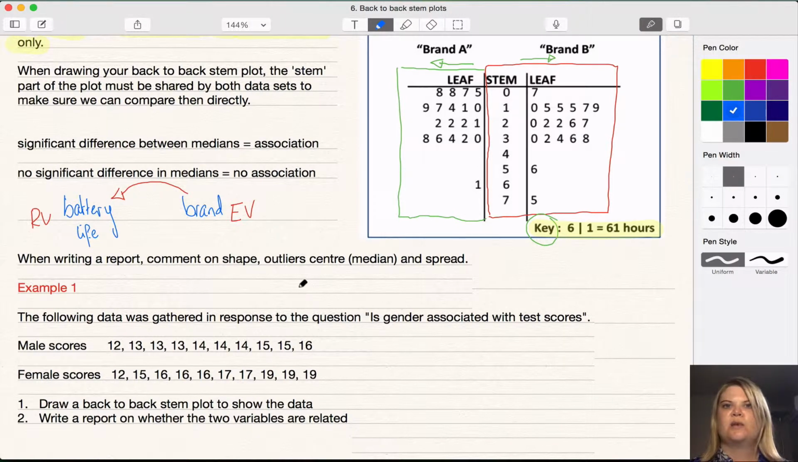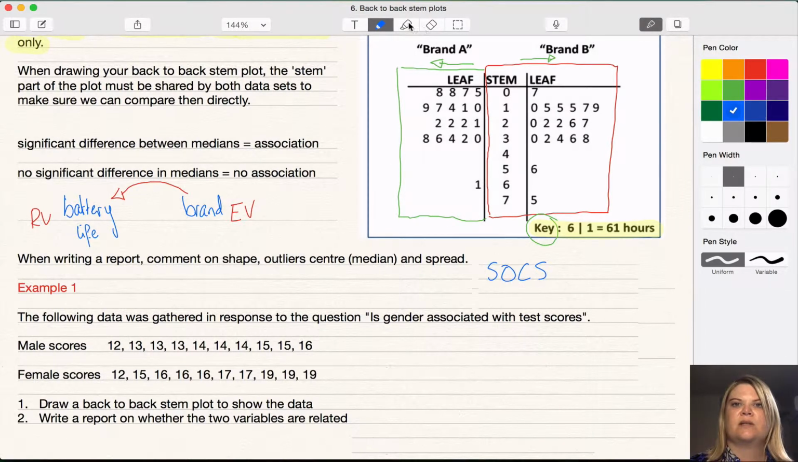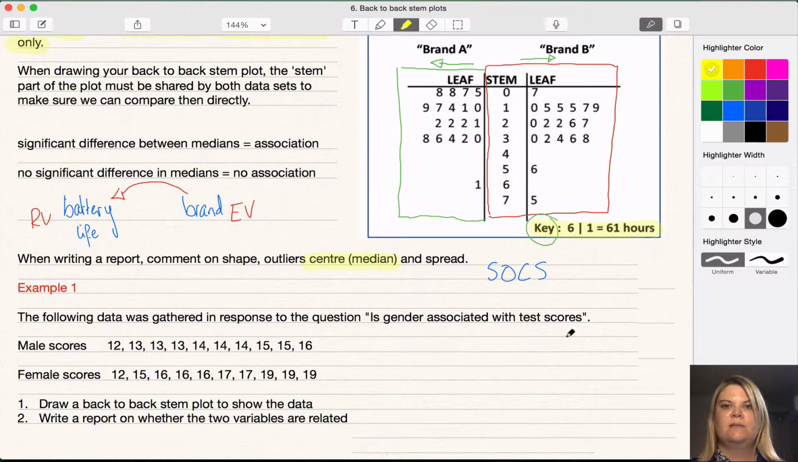When you're writing a report on a back-to-back stem plot, we use our usual SOX, which stands for shape, outliers, center, which in this case will be a median, and spread, which will be range. The most important one to comment on here is the center and the median, but it's good practice to comment on all the others to create a more complete picture of the data that you're describing.